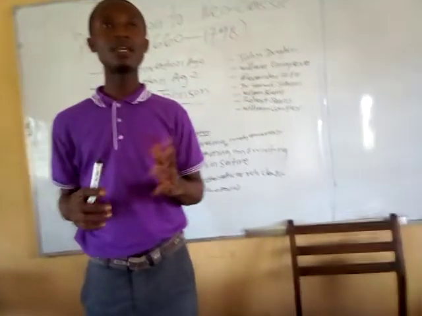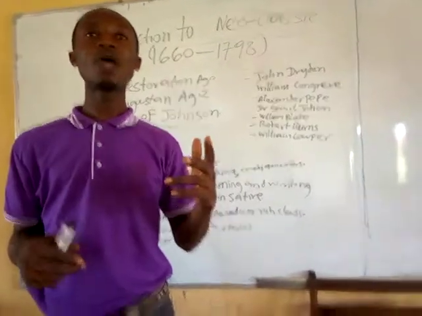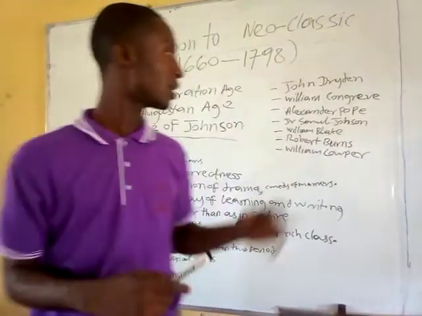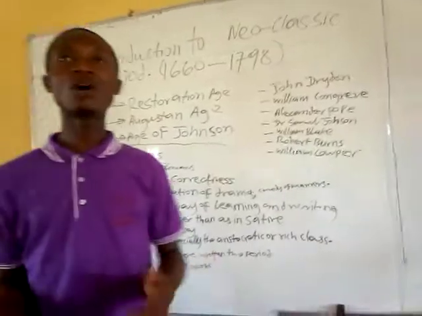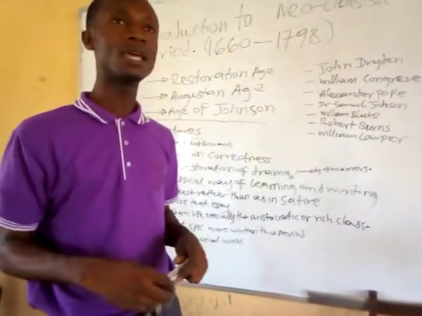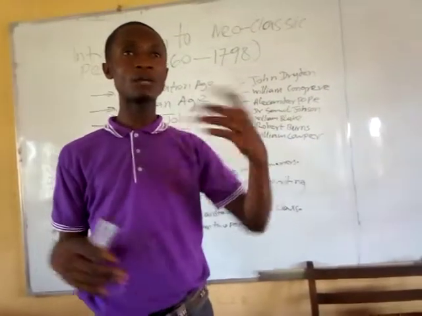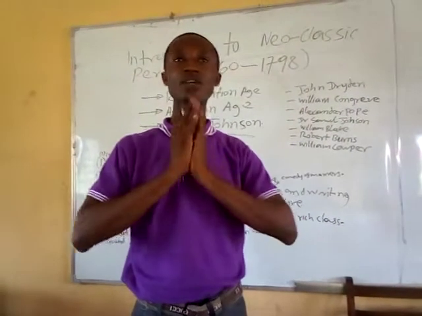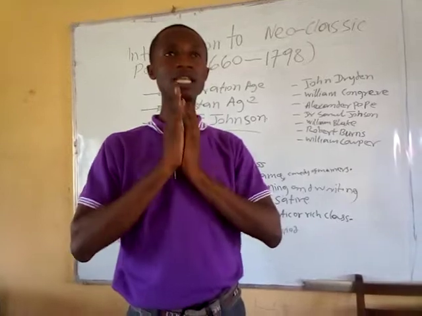One is John Dryden. People like William Congreve wrote most of his drama, The Way of the World, at that time. Pope wrote, Samuel Johnson wrote most of his essays in this time, and William Blake, Robert Burns, and finally William Cowper also wrote in this period. There are other people who wrote in this period, but I want you to know that the classical period is an age of enlightenment, an age of reason, and rationalism can be characterized as this period.